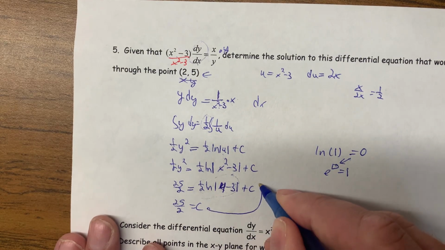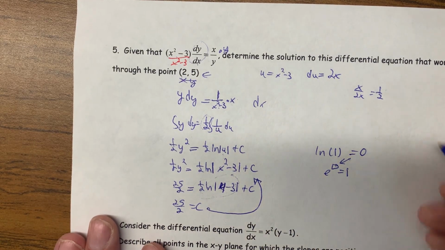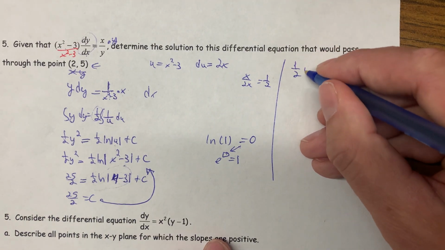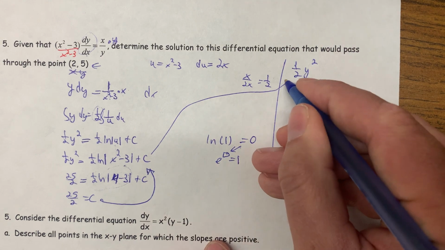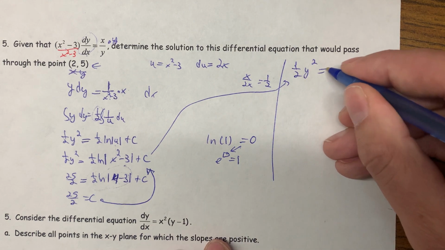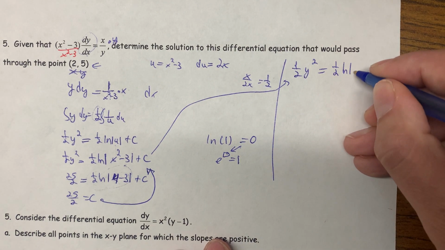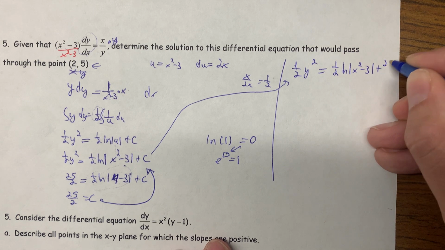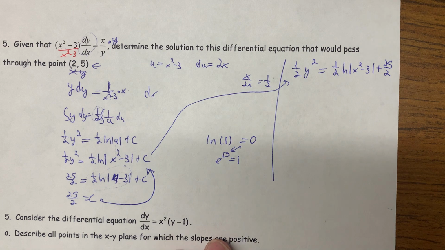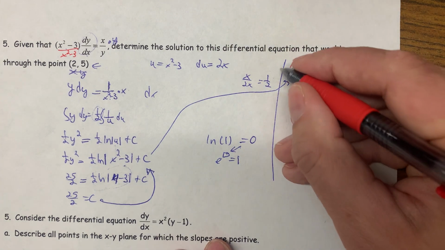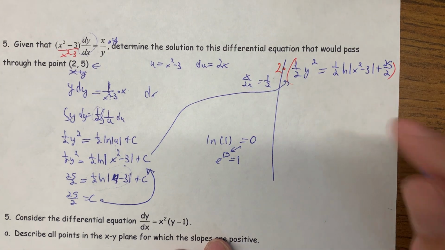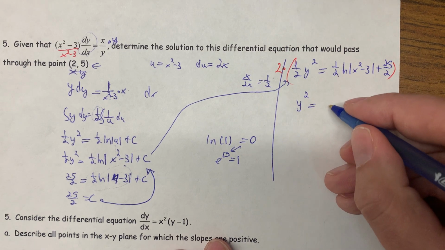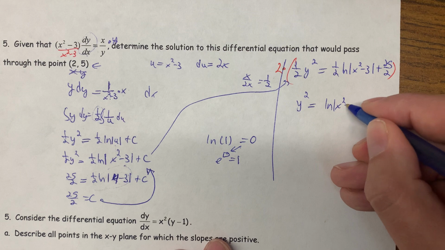So there's that c. We're going to plug it back in. I'm going to write that over here. Okay, so we get 1/2 y², taking this from here, equals 1/2 natural log absolute value of x² minus 3 plus 25/2. We're solving for y, so we should multiply by 2, and that'll cancel out the 1/2. y² equals, it'll also cancel out the 1/2 here, natural log of absolute value of x² minus 3.